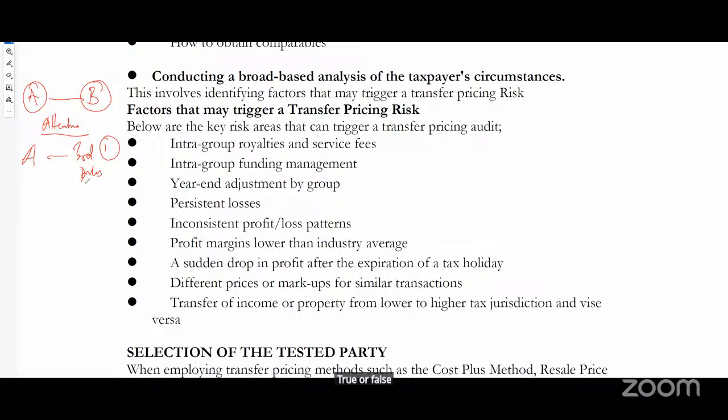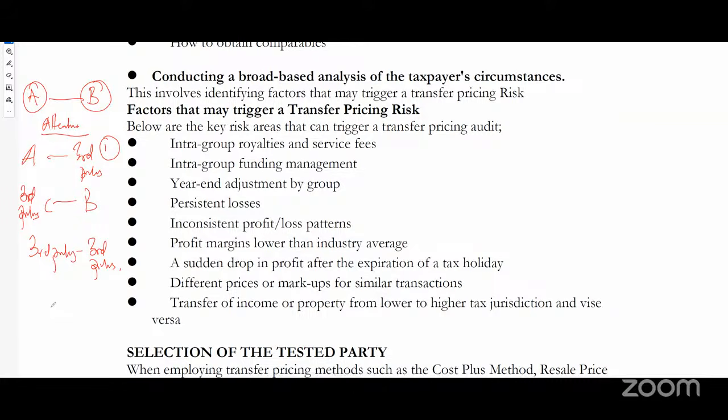True. The same way B can also buy from third parties. True or false? True. B can also buy from third parties. The same way too, another third party can also buy from another third party. True or false?